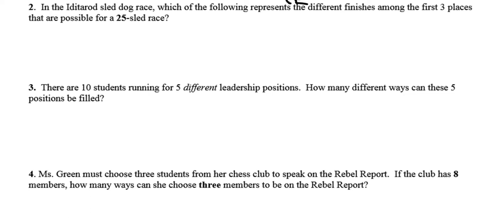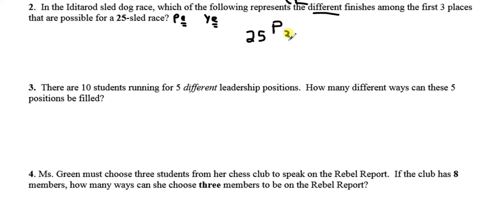Question number 2. When you see a larger number and you're selecting a smaller number from it, it's either going to be a combination or a permutation. It's a permutation if the order matters. Permutation, P-E, the second letter is E. Combination, it's O, no order. One way to remember permutation and combination. So we have different finishes, first, second, and third place, out of 25. That's a permutation.